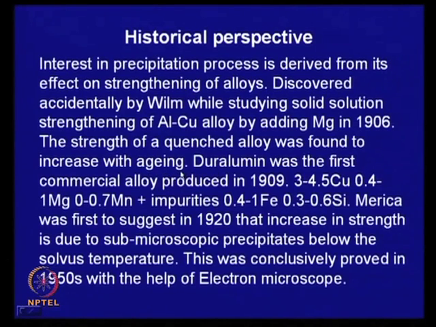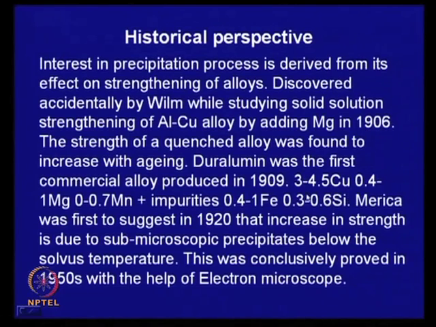This is how the commercial precipitation hardening alloy was discovered, and duralumin was the first commercial alloy, which was produced in 1909. And this is the composition. It had 3 to 4%, or around 4%, copper. It had some amount of magnesium, a little bit of manganese and some impurities, some amount of iron and silicon, and these are all in small amounts. And people wondered why the strength increases.